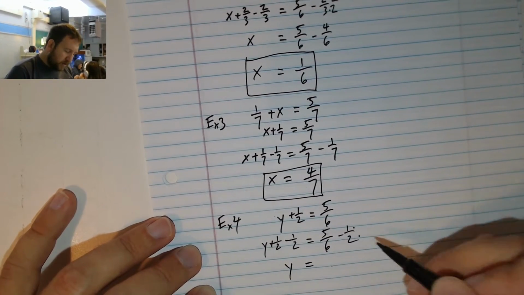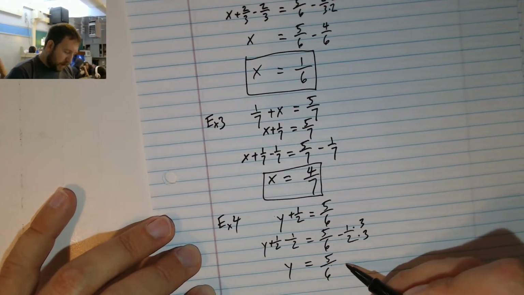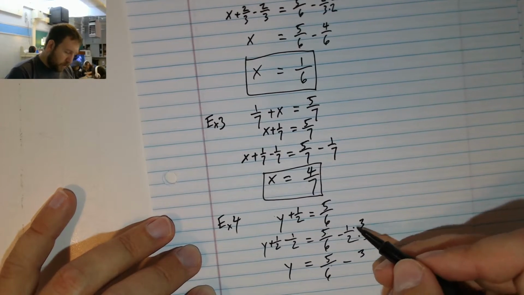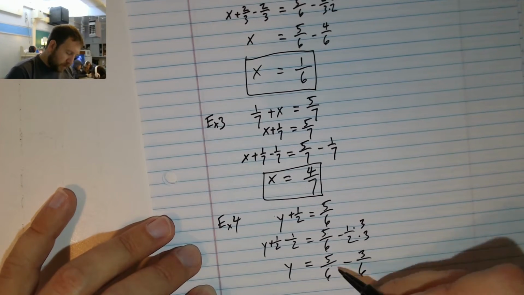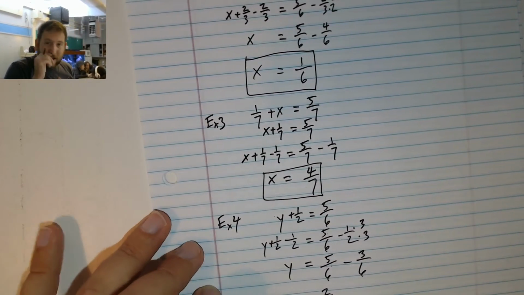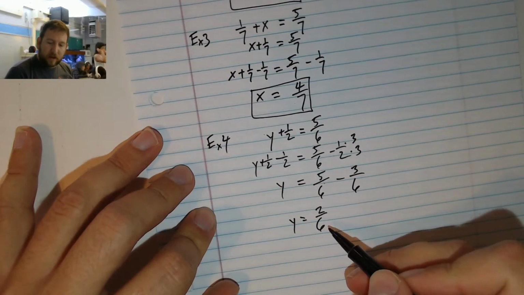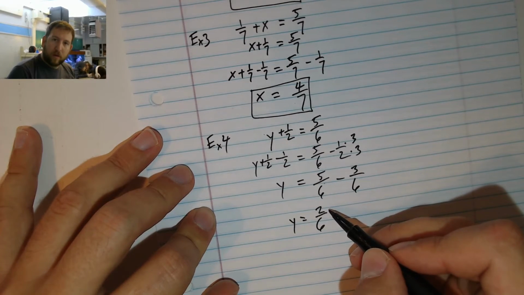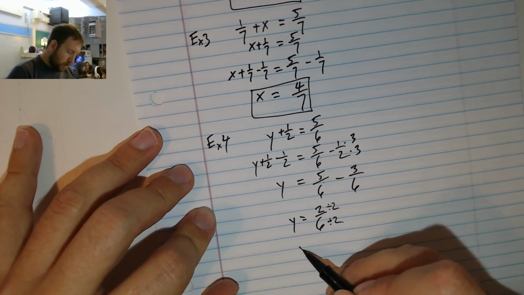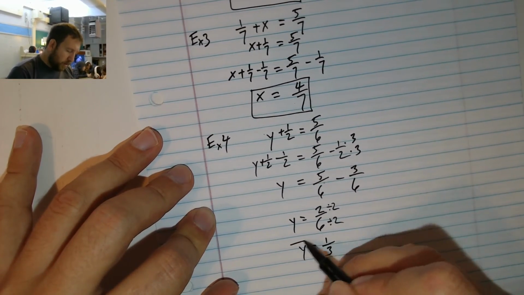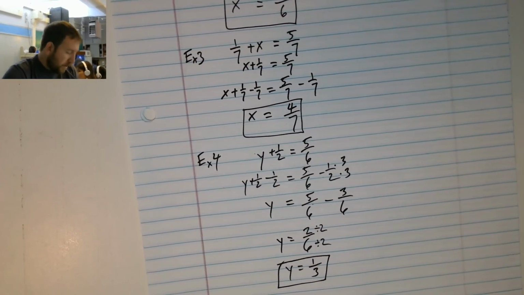I need to turn this into a 6, so I'm going to multiply the top and the bottom by 3. So I have 5/6 minus 3/6. 5/6 minus 3/6, y equals, 5 minus 3 is 2/6. Now I'm not done. I need to simplify. I can easily see that both of these are even, so I can divide them both by 2. So I have y equals 1/3 for my answer. Pretty much it. Good luck. I think you should be able to get it from here.